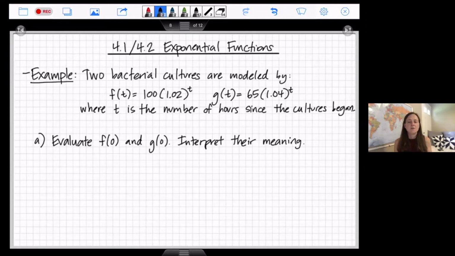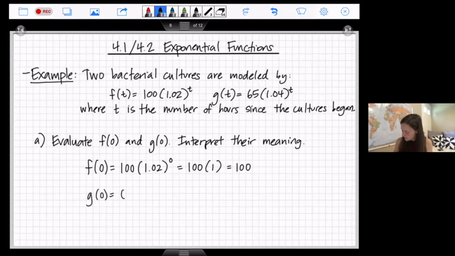The first thing I want you to do is find f of 0 and g of 0. For f of 0, I'm going to plug into the f of t function: 100 times 1.02 to the 0. Remember your order of operations. We do that exponent first, 1.02 to the 0 is 1, and then we multiply by 100, and we get 100. Same thing for g of 0: 65 times 1.04 to the 0. So we get 65 times 1, and we get 65.